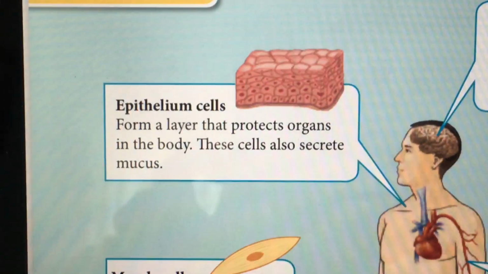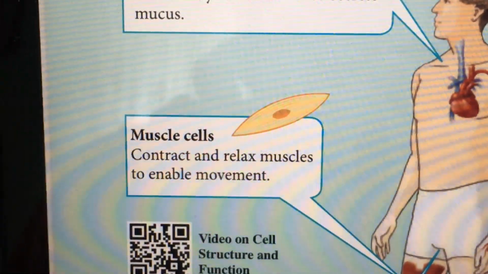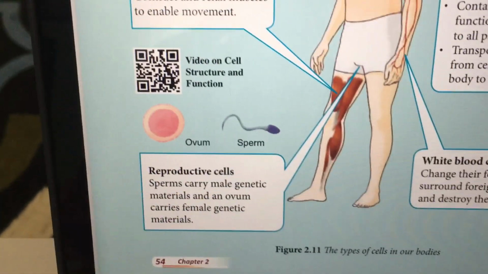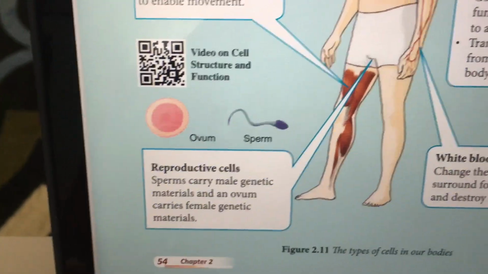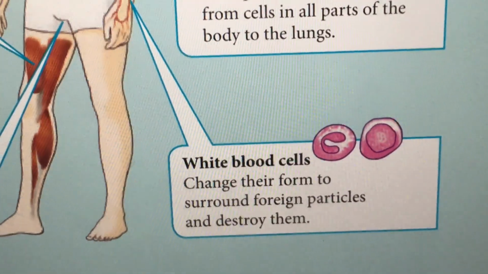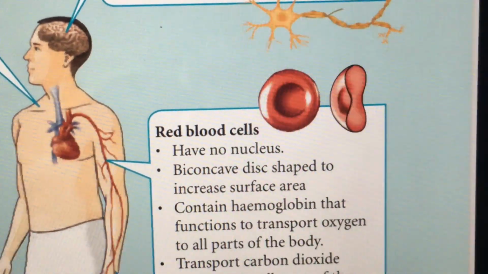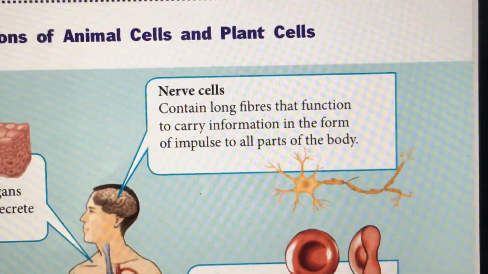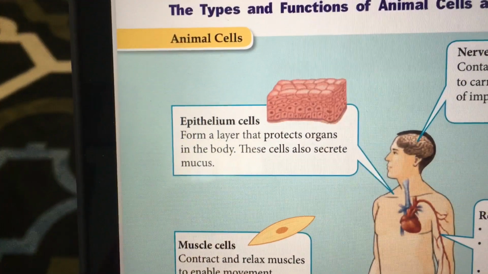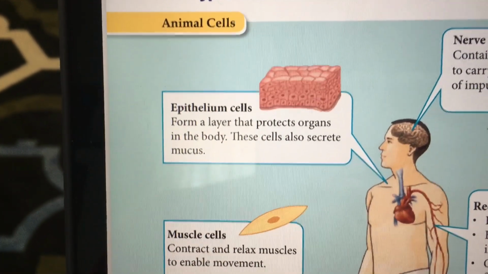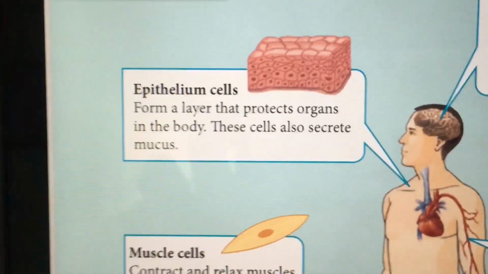Epithelium cells, muscle cells, reproductive cells, white blood cells, red blood cells, nerve cells. Okay, so the function of epithelium cells is to form a layer that protects organs in the body.